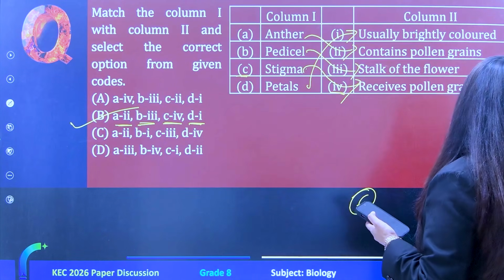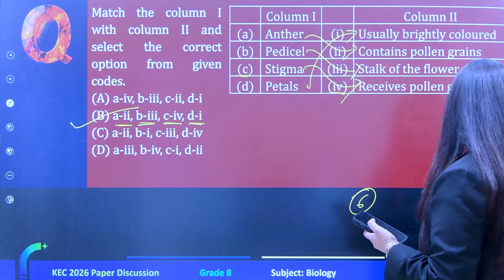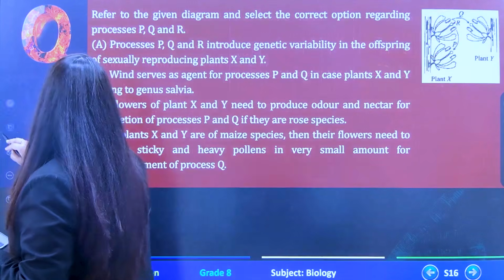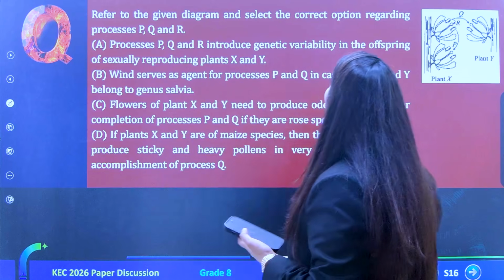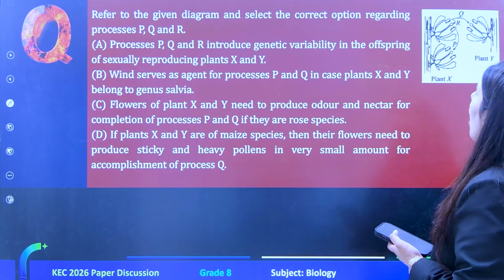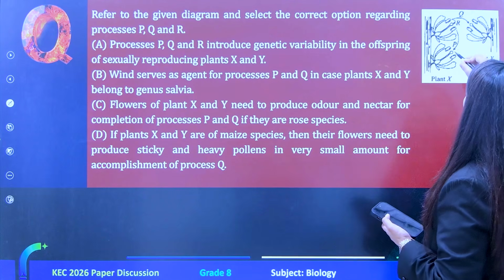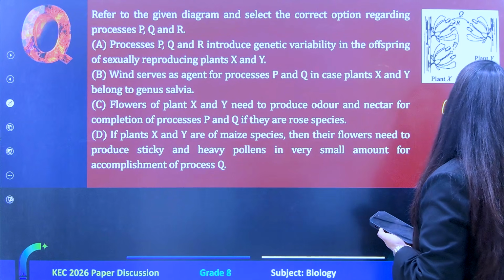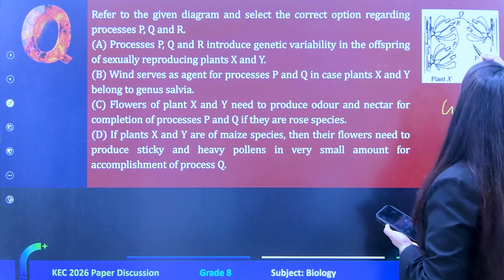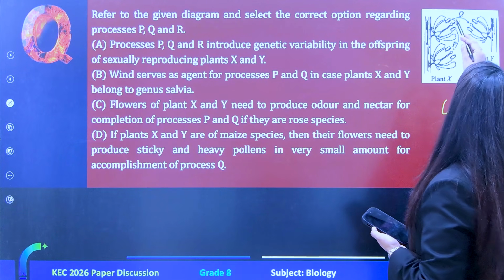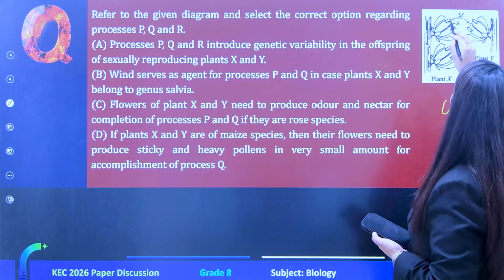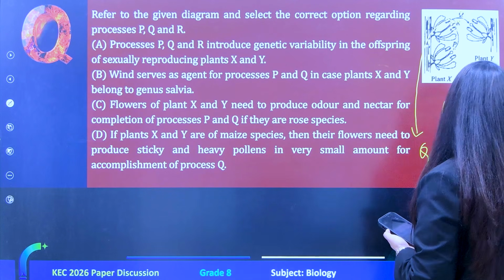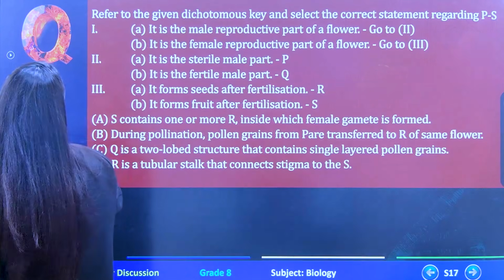Quickly, the next question. Okay. So the next question, refer to the given diagram, select the correct option regarding P, Q, R. P is from one flower to another flower, but in the same plant. So this is geitonogamy, but self-pollination. R is happening in the same flower. Q is what? Q is cross-pollination, right? Q is cross-pollination.